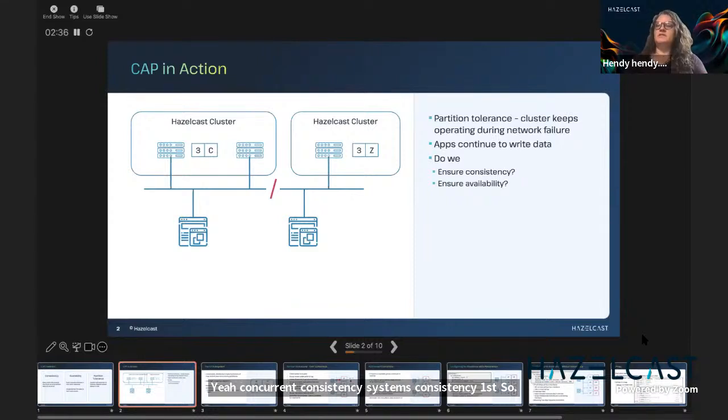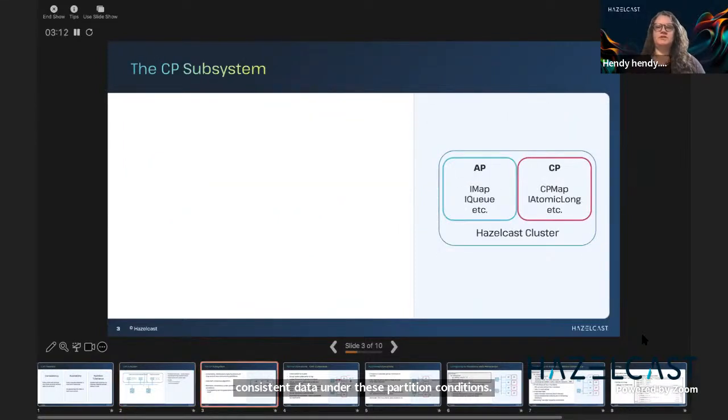So when we're in this partition situation, we have to ask that question. We can't have both consistency and availability. What are we going to do? Hazelcast by default, using our map data structure, the IMap, will default to availability. But if you need consistency, that's where the whole CP subsystem comes into play. If you absolutely have to ensure that you are not getting into the situation where you have clients that are accessing and potentially writing and reading inconsistent data under these partition conditions, that's why you need the CP subsystem. So that's where that comes into this equation.